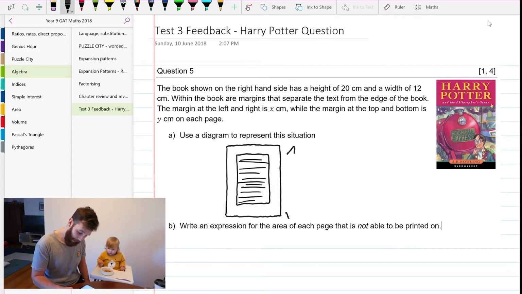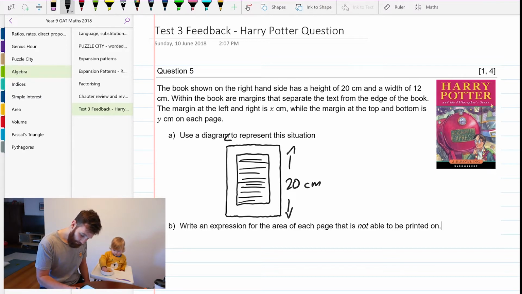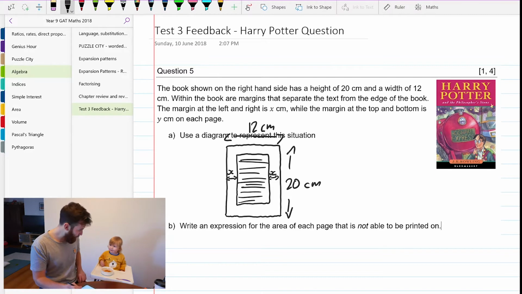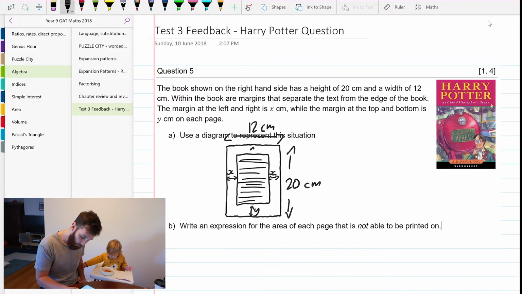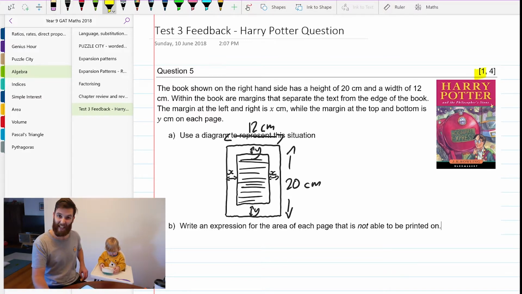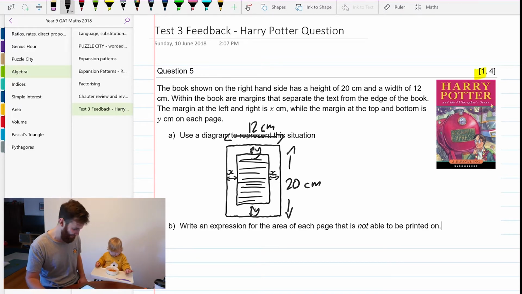So the height of that page is 20 centimeters. The width of it, going over the text here, but I hope that doesn't matter to you too much, is 12 centimeters. And then the margin on the left and right is represented by X. And at the top and bottom, the margin is represented by Y. Cool. So that's worth 1 out of the 4 marks. That's intended to be relatively simple and draw you into the correct working out for the next question.